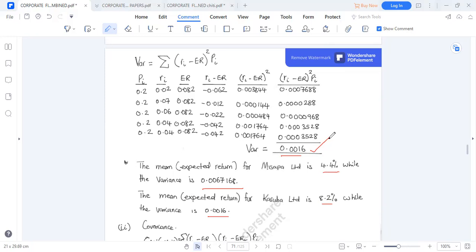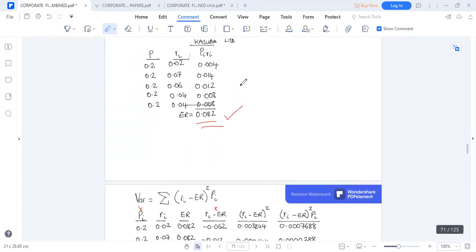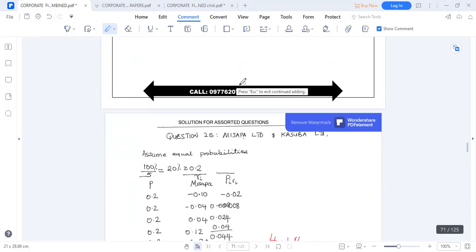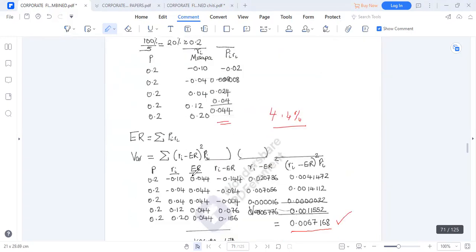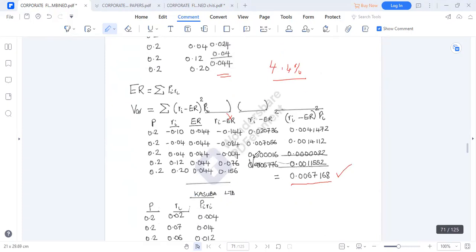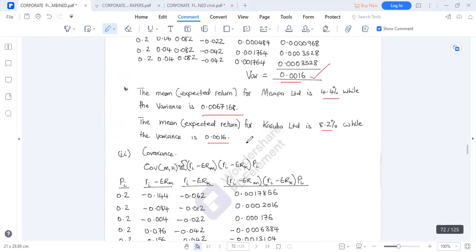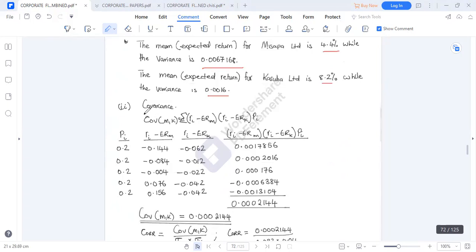All right. So if this question comes, this should be one of the easiest topics in this course. Please don't leave it out. So now for the covariance, we're just interested in getting the probability and this column for asset Kasuba, then this column for asset Misapa, and multiply them together. So this is how we calculate the covariance.